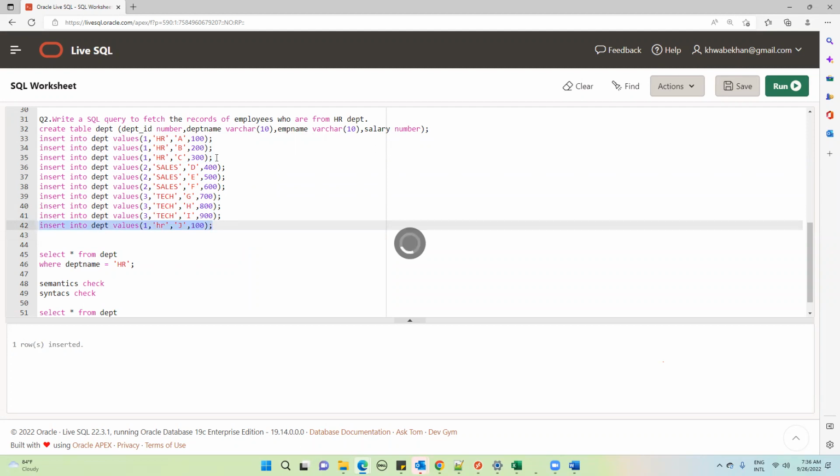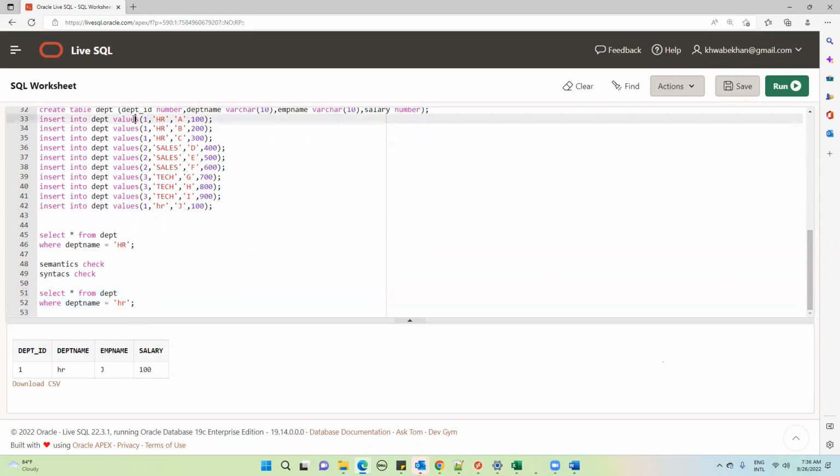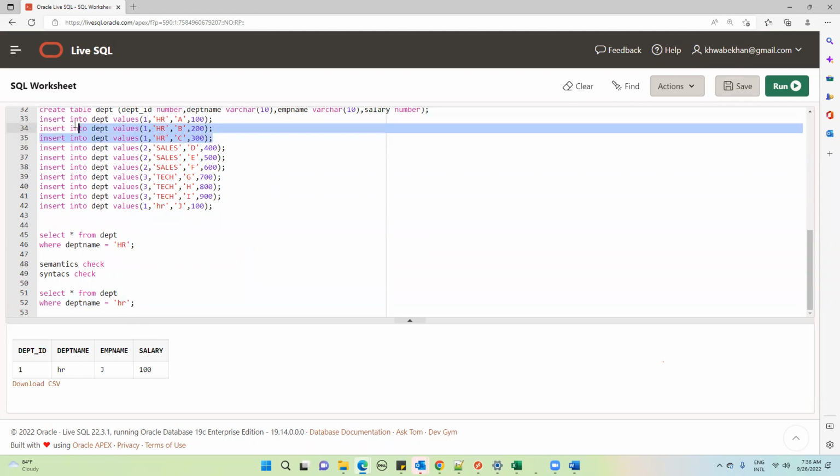I'm inserting one more record, this one HR J100. Now let me run the same query again. Now I'm getting this output, right? But all three of these records are also from the HR department only. But why am I not getting this in the output? So what we learned is SQL is case sensitive with data.